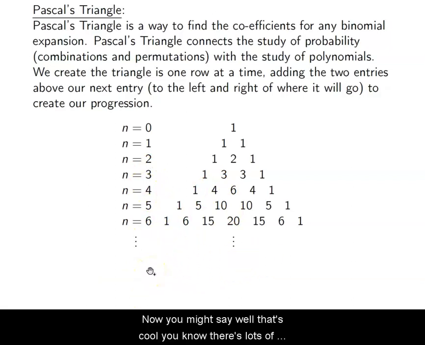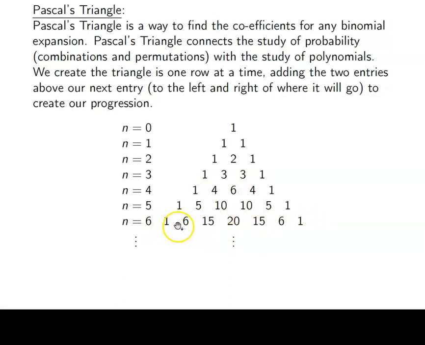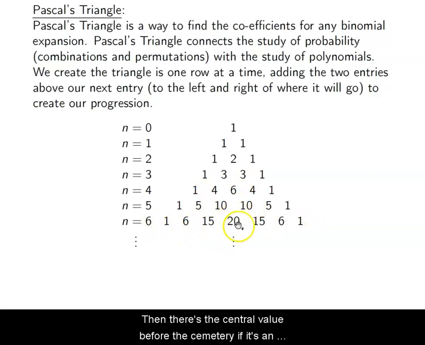Now you might say, well, that's cool. You know, there's lots of little cool things in here, Professor Williams, that's nice. The 7th row has 7 elements in it. That makes sense because I'm just adding 1 each time. Oh, that's nice. The first half is equal to the other half. If there's an odd number, then there's a central value before the symmetry. If it's an even number, then it just repeats twice.